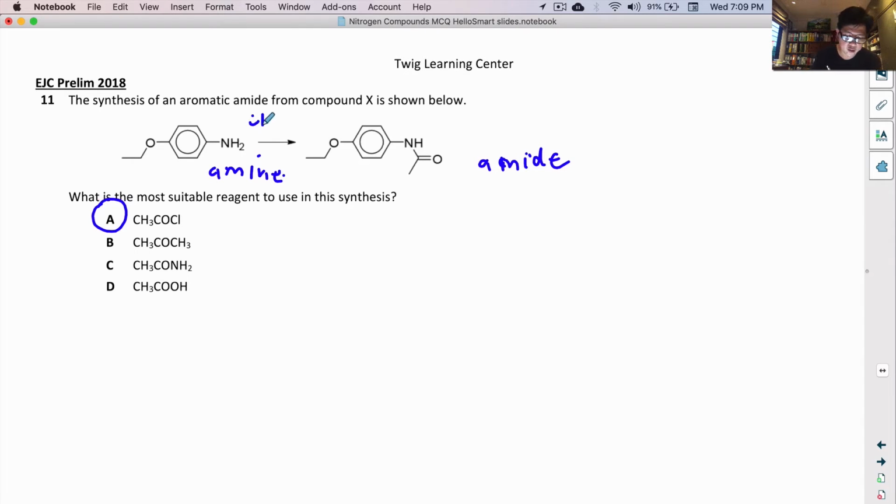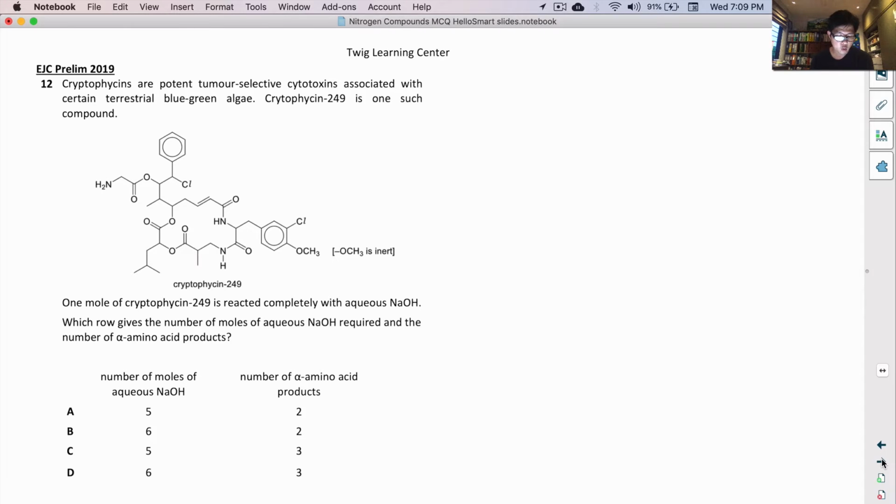If some of you need help, it's this one, just like that. You take away the Cl and the H. Generally that's how it works. Of course there's a nucleophilic substitution mechanism there. Let's look at the next one.